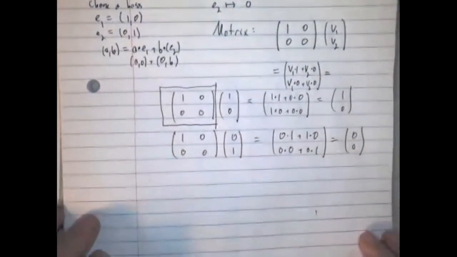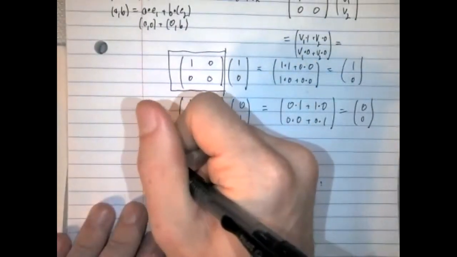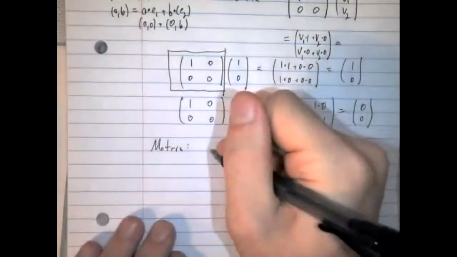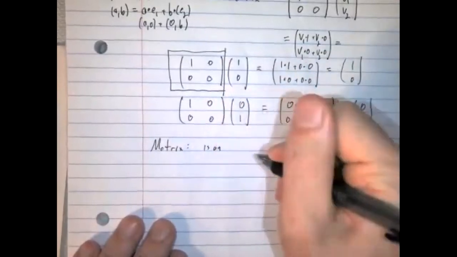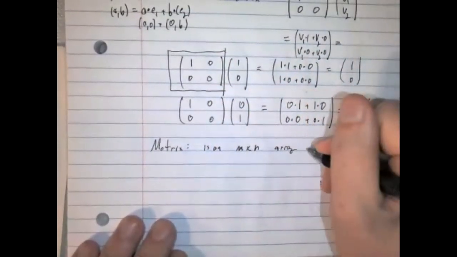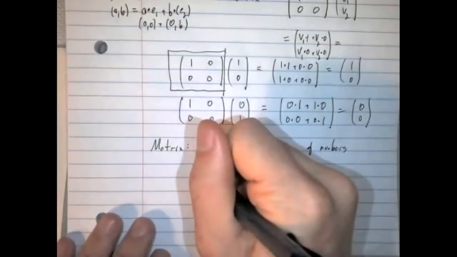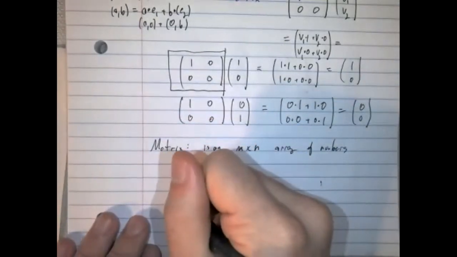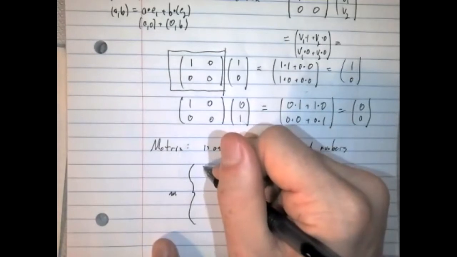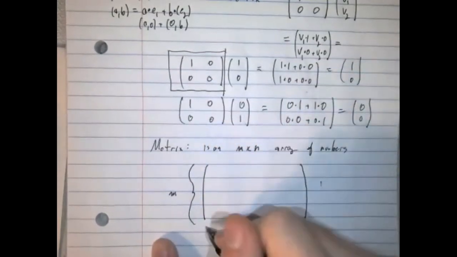Okay, so now formally, a matrix. A matrix is an m by n array of numbers. If I say m by n, that means that there are m rows and n columns.